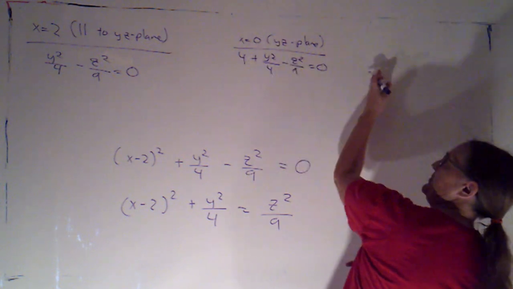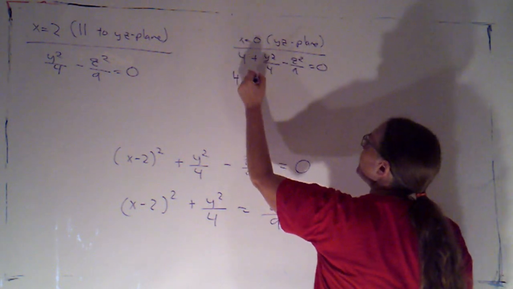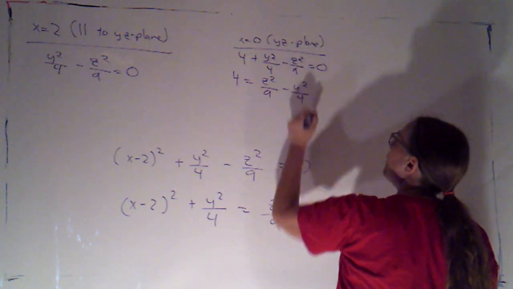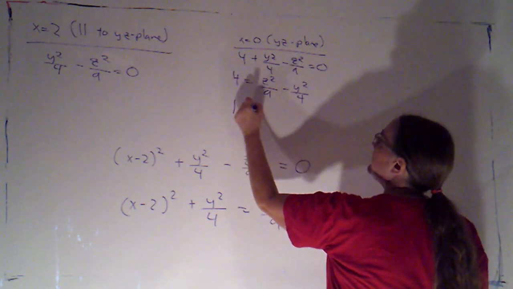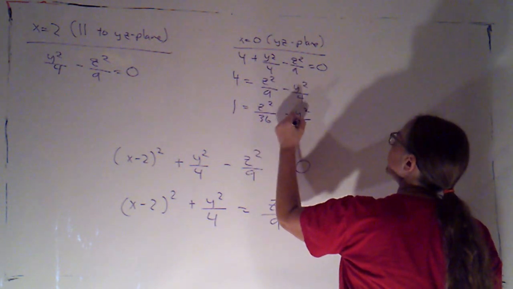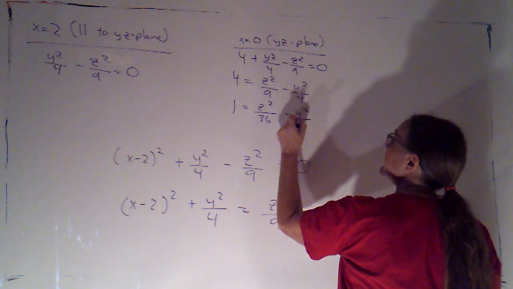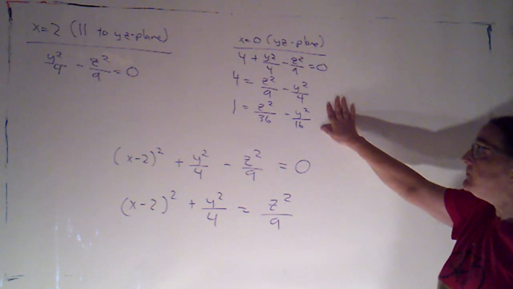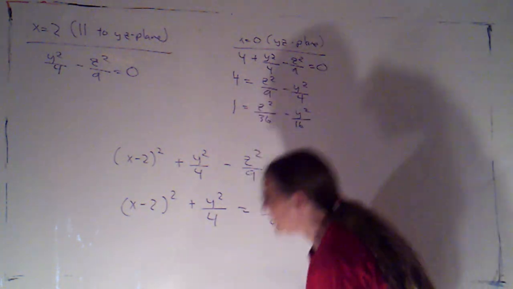So I'm going to just move the variables over. That would be 4 equals z squared over 9 minus y squared over 4. That would be 1 equals z squared over 36 minus y squared over 16, because I divide both sides by 4. Now that gives me a lovely hyperbola.